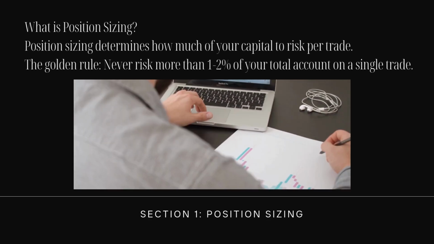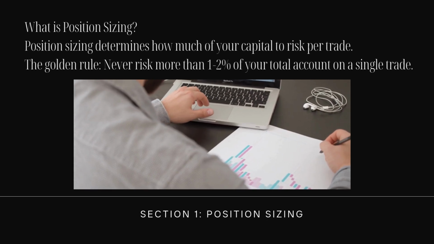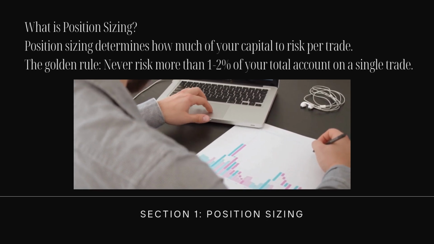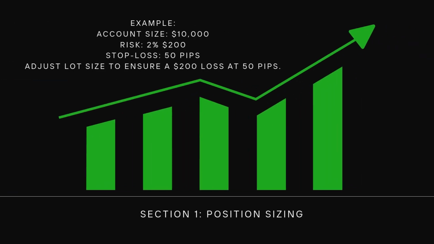Example: with a $10,000 account, risking 2% means $200 per trade. Even if you lose 10 trades in a row, you've only lost 20% of your account. How to calculate position size? Formula: position size equals risk per trade divided by stop-loss distance. Example: account size $10,000, risk 2%, stop-loss 50 pips. Adjust lot size to ensure a $200 loss at 50 pips.